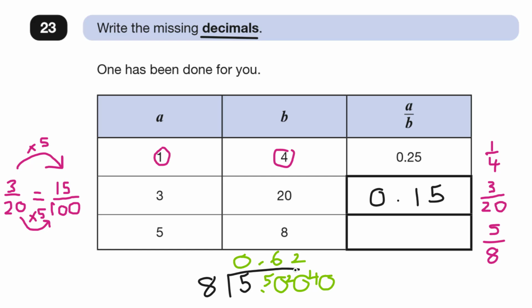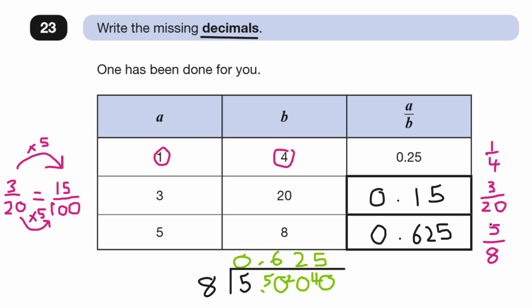Like I say, there are lessons on this in my fractions ebook if you don't know how to divide using decimals. And 8 into 40 goes 5 times and then we're done. That is our final answer. Final answer is 0.625.